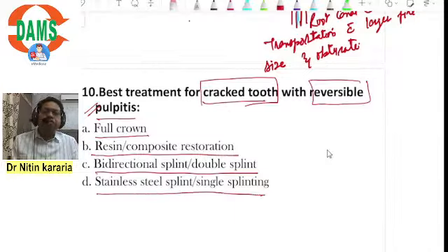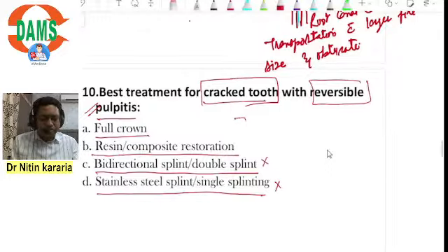See, splinting of the tooth is done for periodontally compromised teeth, in cases of luxation injuries. Whenever the attachment apparatus of the tooth has suffered, we would do splinting. So we rule out the options of splinting. We are left with two options for a cracked tooth with reversible pulpitis: a full coverage crown or a resin or composite restoration.